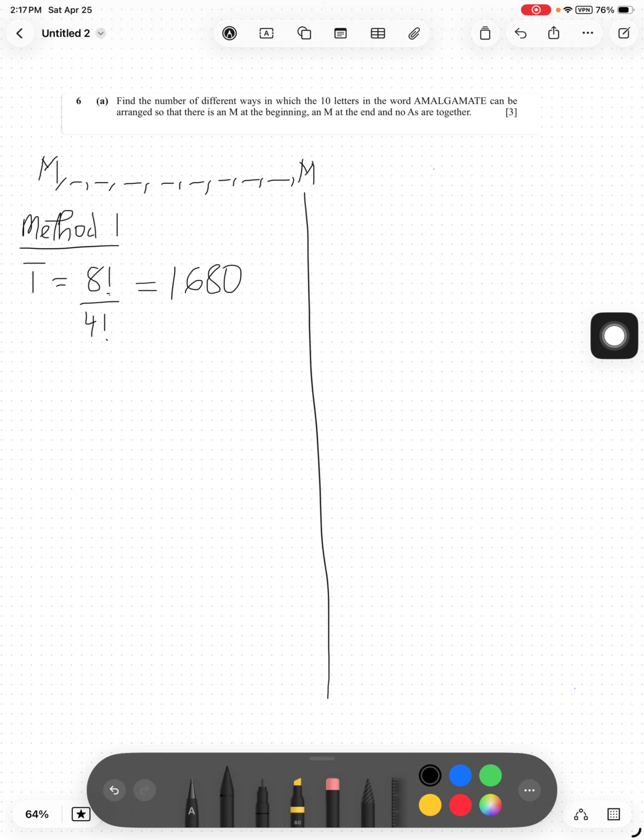Okay, now we are going to talk about the number of scenarios, or the number of cases where the A's are together, right? So let's talk about case 1. For our case 1, we start with the 4 A's sitting together. So we treat them as a block, right? So imagine we have A in this position, A in that, A in that, and A in that. Then we treat them as a block.